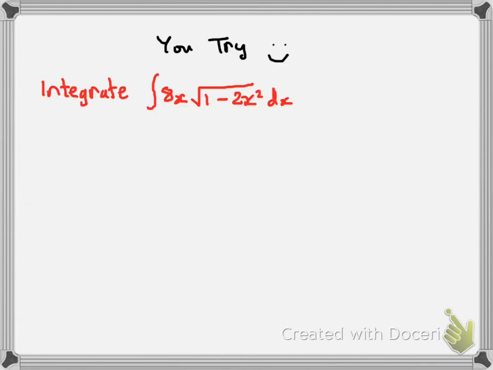So now it's time for you to try one. Okay, so what I'd like you to do is pause the video now and try to take the antiderivative that we have here. And once you are done, you can continue the video to see what I have done. Okay, so please pause the video now. But a good hint for you would be to let u be 1 minus 2x squared. So pause the video now.